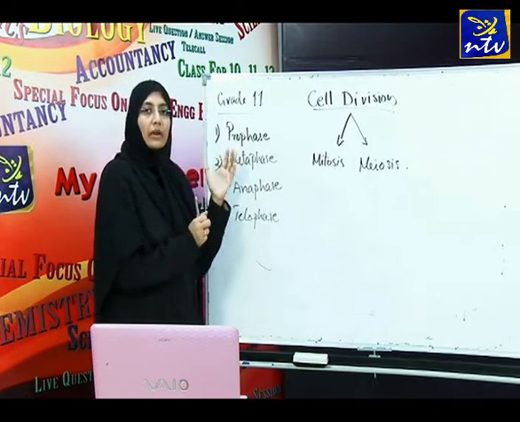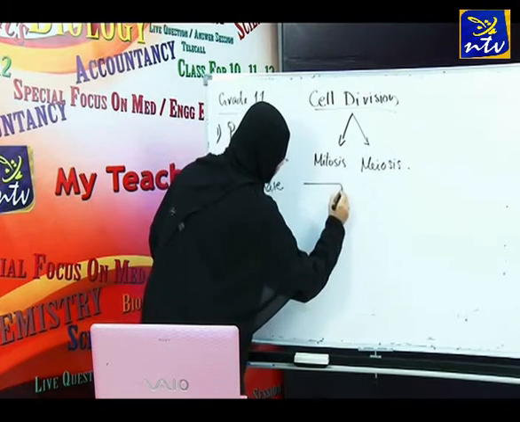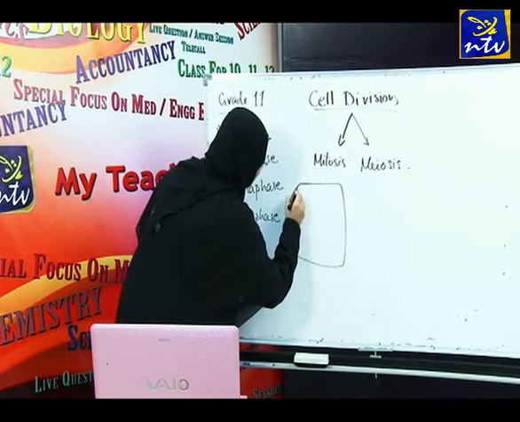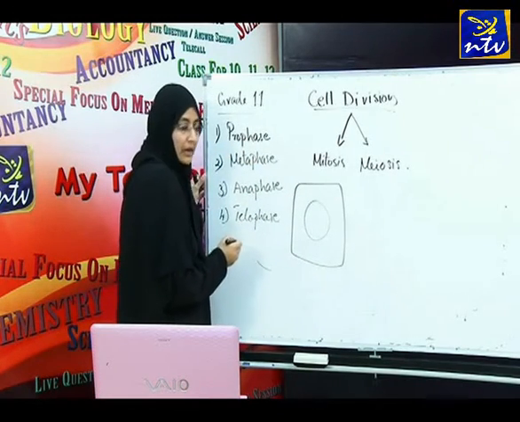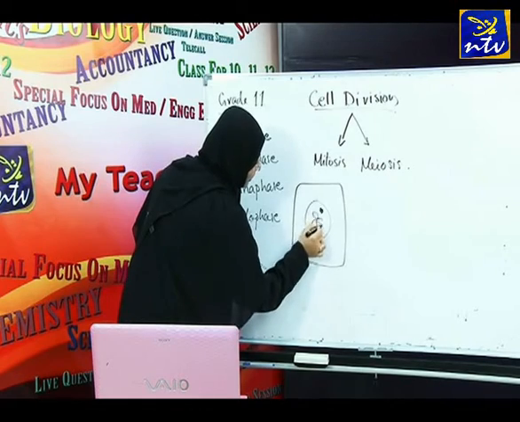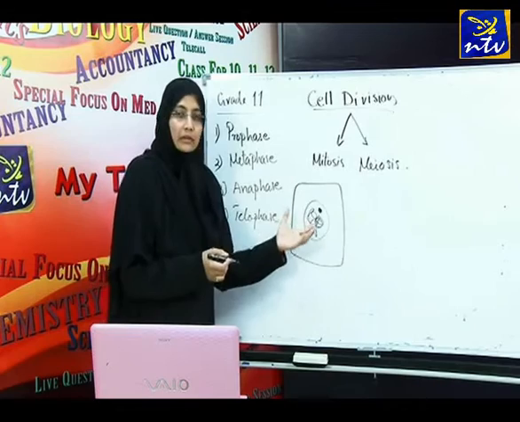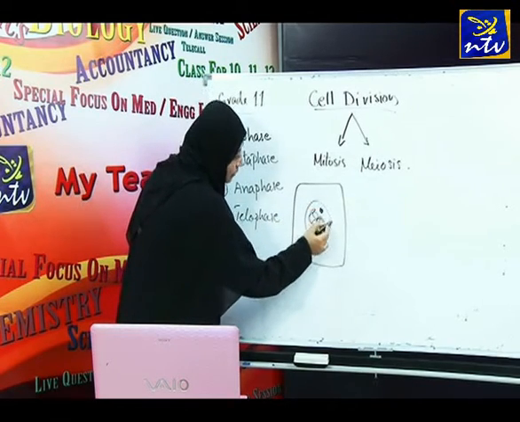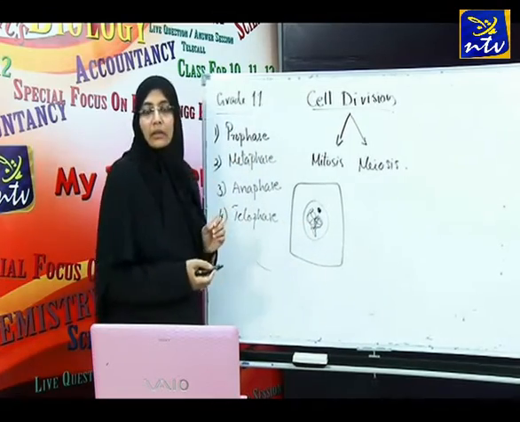Now, let us see what is happening in prophase. So, let us consider a normal cell which has a nuclear membrane and a nucleolus, and you can see the chromatin threads. So, these are the various structures we have seen: a nuclear membrane, nucleolus, then chromatin threads.